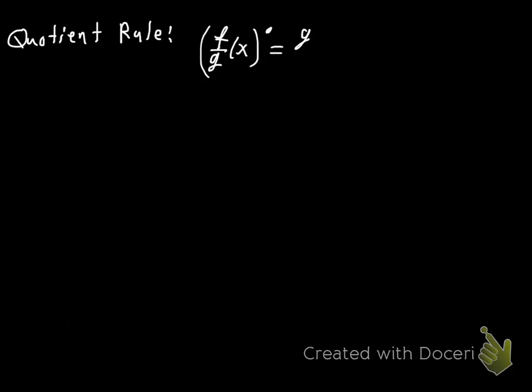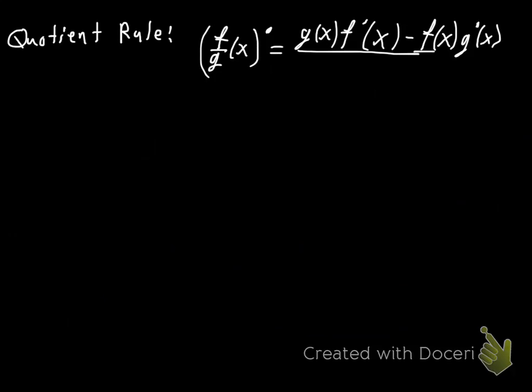The other one we're going to look at is the quotient rule, and it's going to employ a similar trick in its proof. So if f and g are differentiable functions, and g of x is not 0, so we can't divide by 0, then the derivative is a bit more complicated than the product rule. It's going to be the low function times the derivative of the high minus the high function times the derivative of the low function, all over the low function squared.